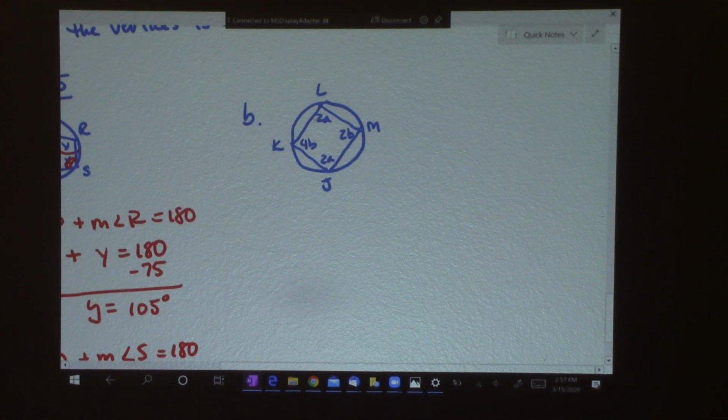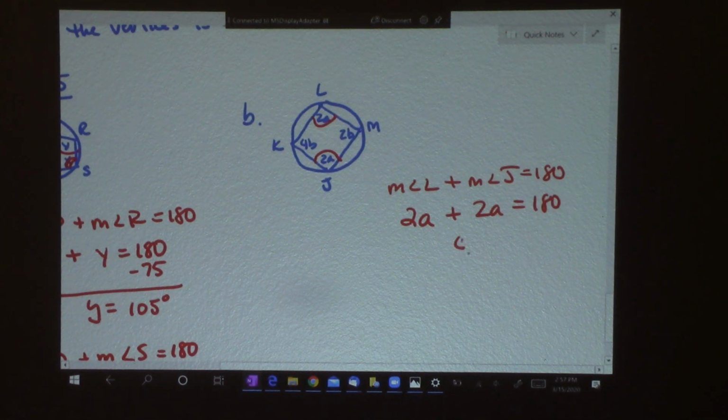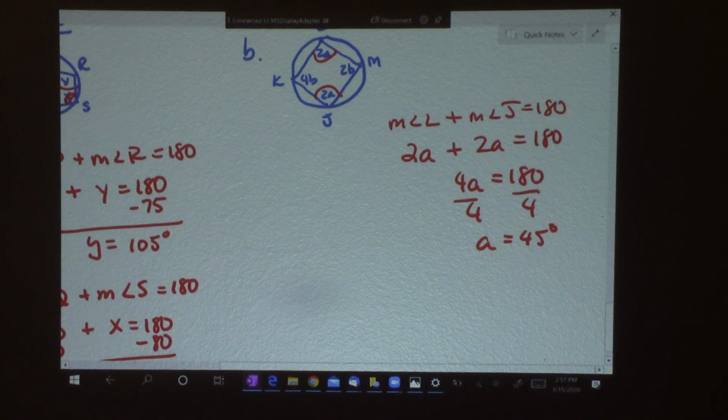Okay, it's a little harder, but really still not that hard. So angle L and angle J are supplementary. So I'm going to write the measure of L plus the measure of J equals 180. And L is 2A and J is 2A. So I get 4A, divided by 4. A is 45 degrees. I wrote that kind of fast, so feel free to pause it if you need to. But I'm going to continue on.